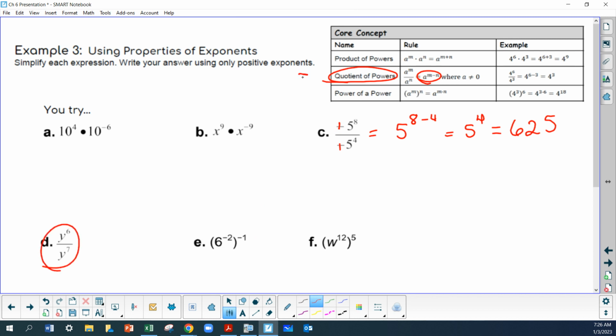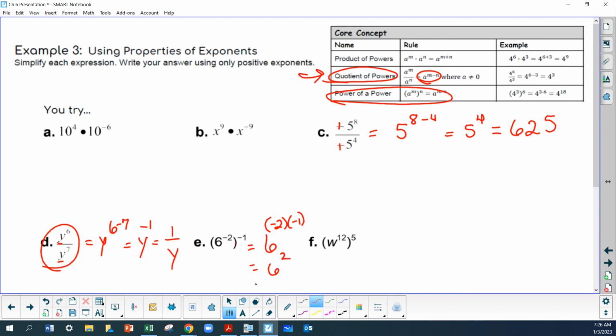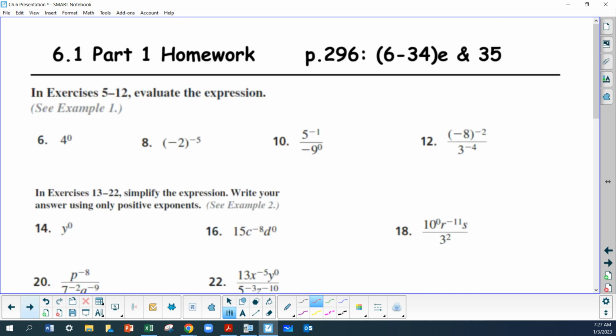Okay, I see a quotient again. That means I'm going to use the quotient rule because the bases are the same. That's going to give me y, 6 minus 7, y to the negative 1. Negative exponent rule kicks into effect, and I get 1 over y. Power to a power is this next one, isn't it? That's going to give us 6 to the negative 2 times the negative 1. 6 squared, oh, we all know, that's 36. Power to a power, another time where we multiply these two. Well, let's use parentheses. 12 times 5, if you don't know it, plug it in your calculator, but we get w to the 60th.